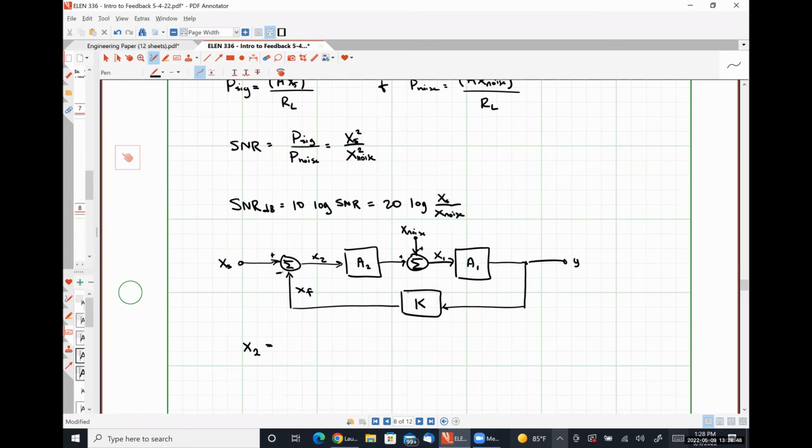Since this is a negative feedback system, our quantity X2 is simply the difference of XS and XF, according to our signal flow diagram. Well, XF is K times Y. So this is going to look like XS minus KY.